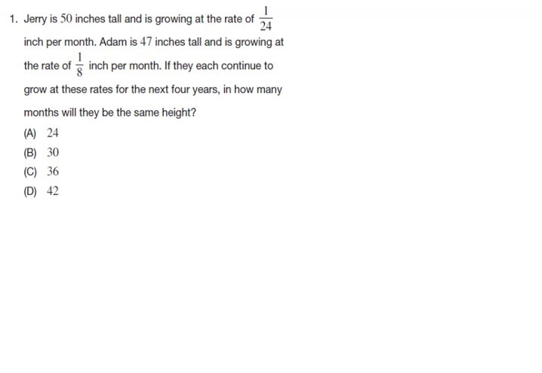Problem number 1. Jerry is 50 inches tall and is growing at a rate of 1/24 inch per month. So he's 50 inches to start out with, and he's growing at a rate of 1/24 additional inches every month. And that means for 1 month he'll grow 1/24. For 2 months he'll grow 2/24. For 3 months 3/24. So it's the number of months times 1/24. And that is a formula that will give you Jerry's height any number of months away from today.